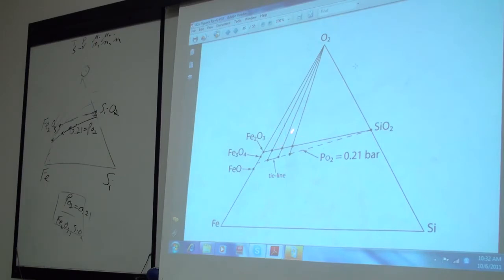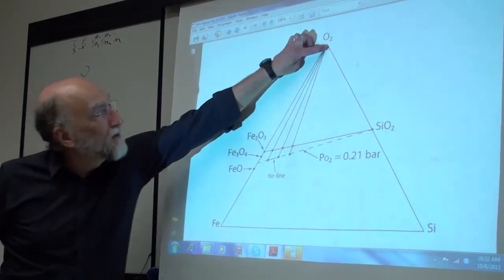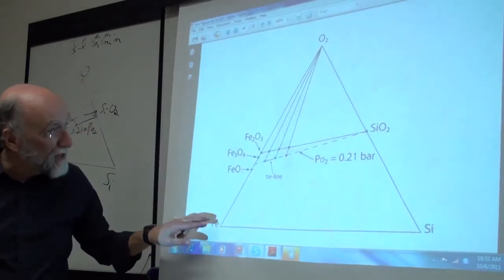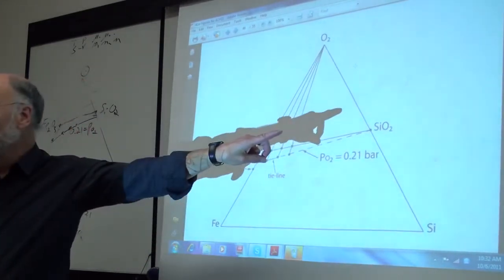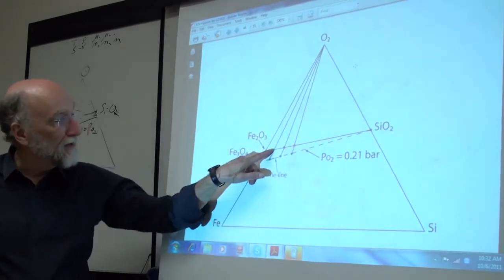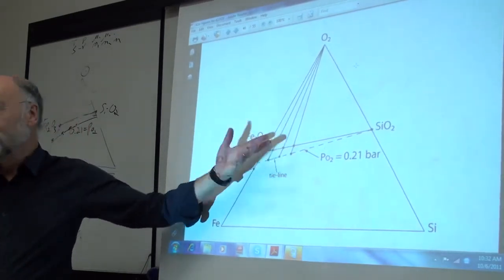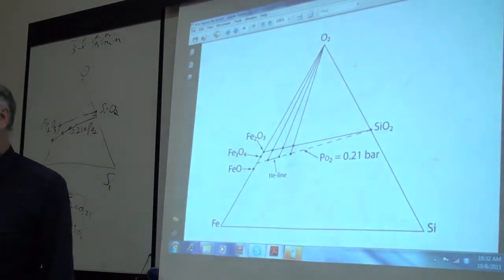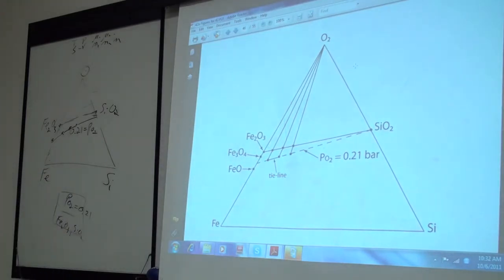These lines that come from the oxygen corner are lines of constant ratio of Fe2O3 to silica. So this is simply giving you the Fe2O3 to silica ratio. That's what it is. So that's another way of looking at the diagram.